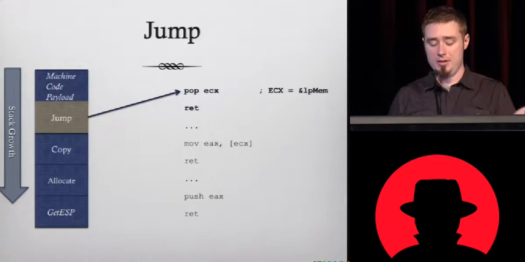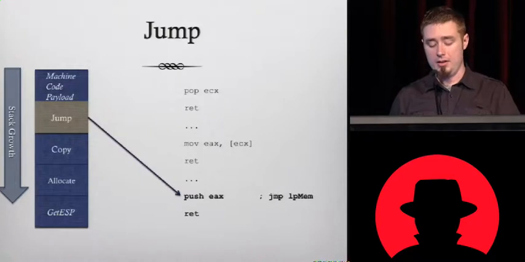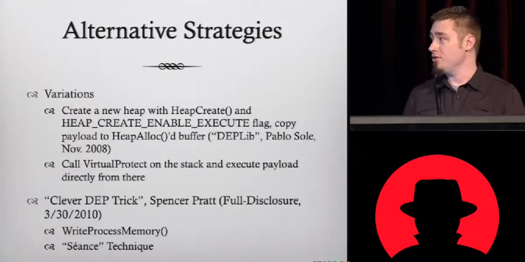All we need to do is set ECX to the pointer that points to it, dereference that, do a push ret, that'll just simulate a jump right to it, and we now have our payload running. So there's a couple variations on this.